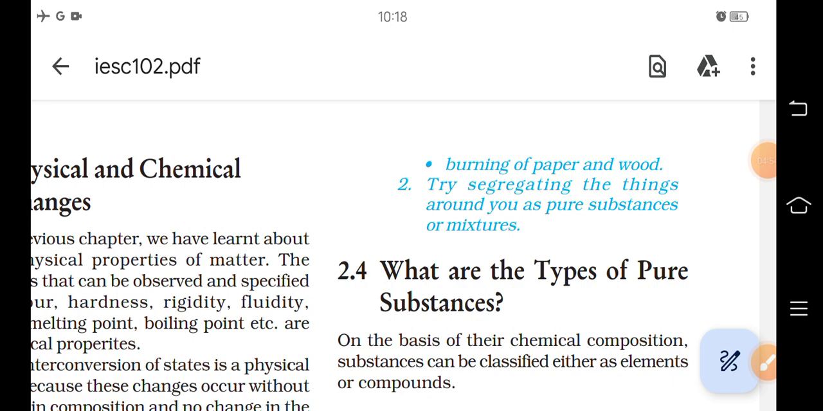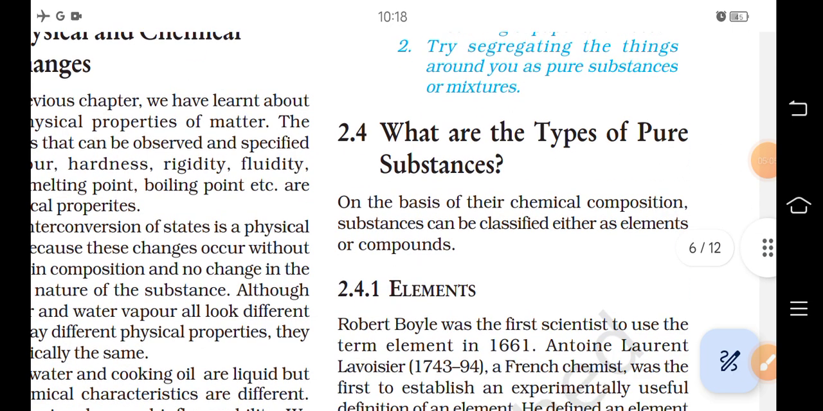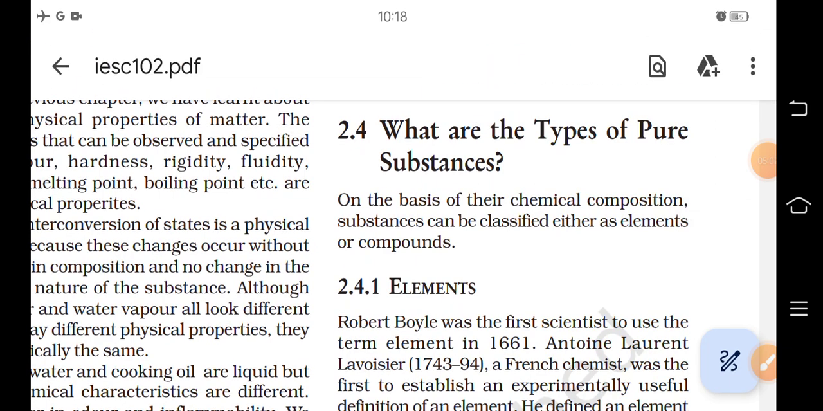Try segregating the things around you as pure substances or mixtures. What are the types of pure substances? On the basis of their chemical composition, substances can be classified either as elements or compounds.